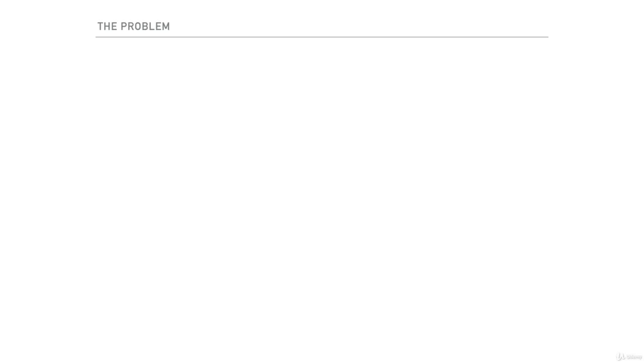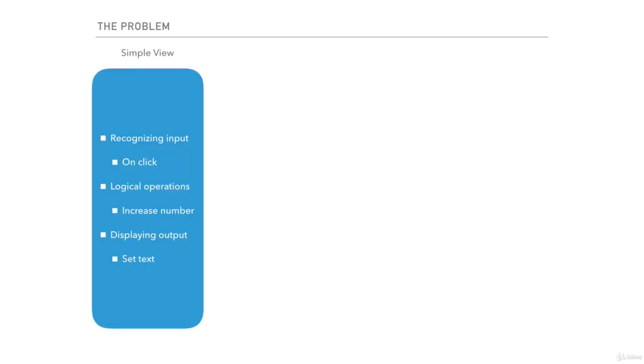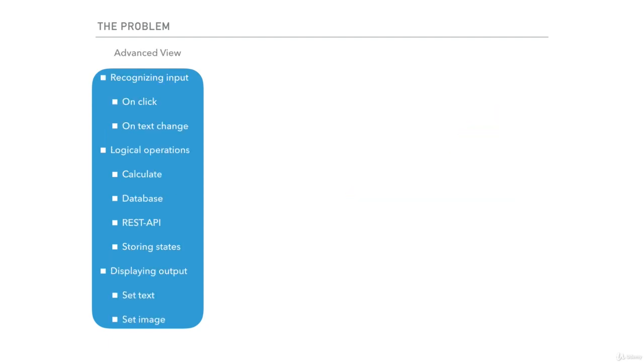So we start with the problem. If we have a really simple view that is recognizing some input, doing some basic logical operations and displaying some output, we don't have a problem. For example, this could be a button you can click, then a number is increased, and then a text view is displaying the current number. If you click the button 3 times, for example, then a 3 is displayed. If you click it 2 more times, a 5 is displayed. Really simple. We don't actually need something else. We can do it like this.